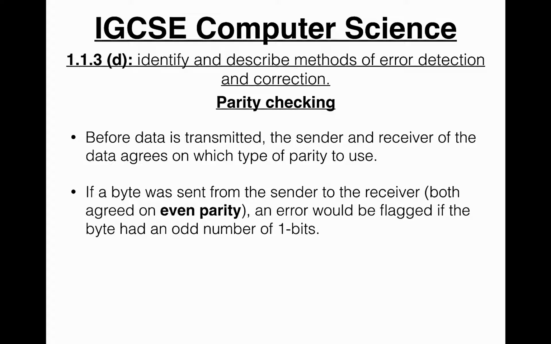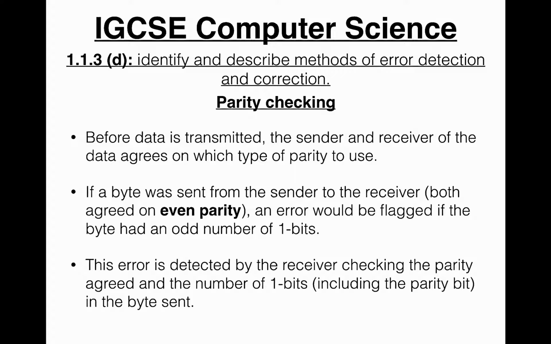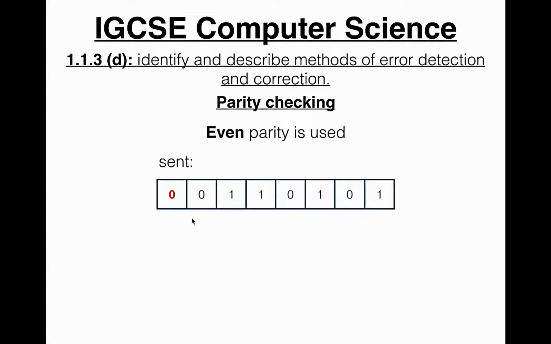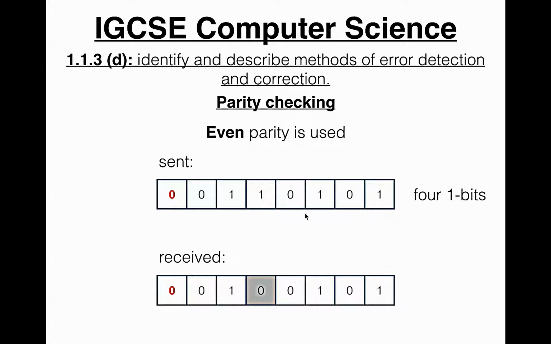If a byte was sent from the sender to the receiver, and they both agreed on even parity, an error would be flagged if the byte had an odd number of 1 bits. This error is detected by the receiver checking the parity agreed and the number of 1 bits, including the parity bit, in the byte sent. So, for example, if you were to send this, the parity bit of course, and the receiver receives this, well, this is 4 1 bits, and this is 3, so clearly an error has occurred in the transmission of this.